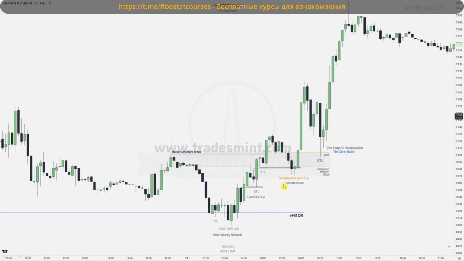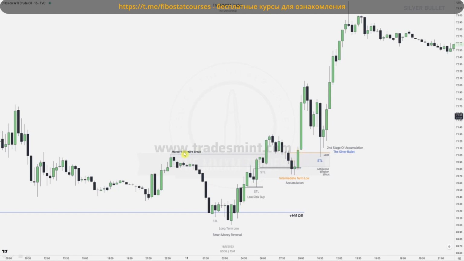Now marking out your PD arrays, right? Mitigation blocks, breaker blocks, and then premium and discount levels. We've got that bearish order block over here, which is being used to the buy side of the curve, right? So now it's a mitigation block or a breaker block because we took sell side liquidity down here. Is there a PD array formed inside this mitigation or breaker block? Yes, there is, right? Because we have that order block up here, and then a fair value gap combination also.